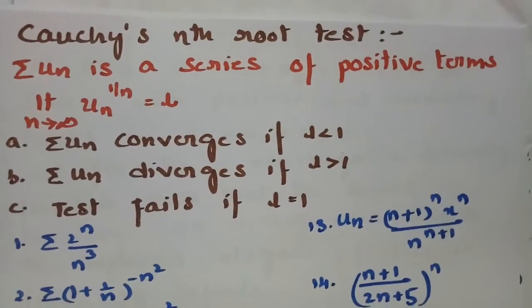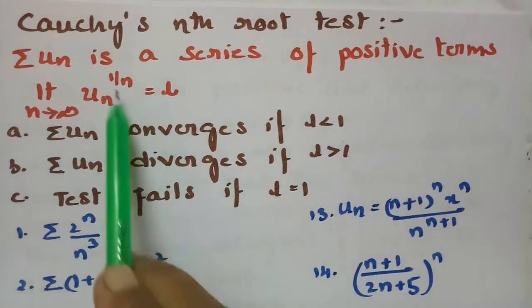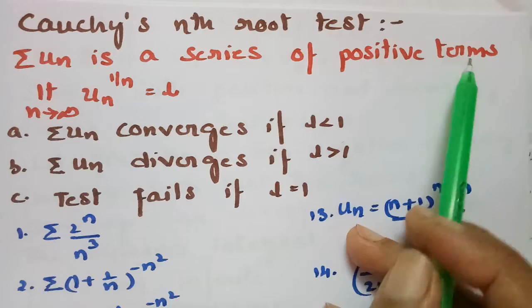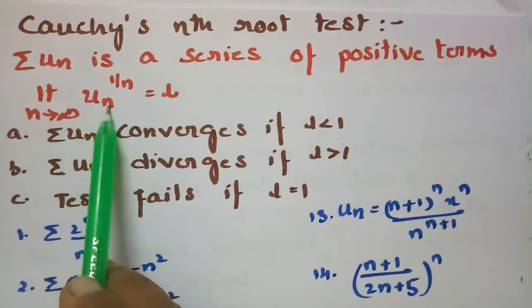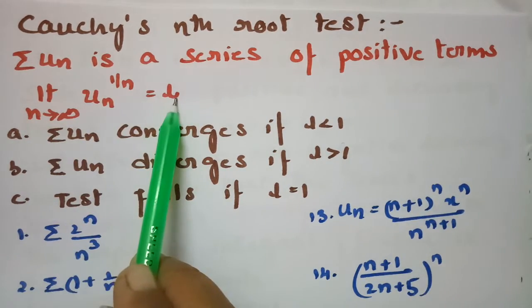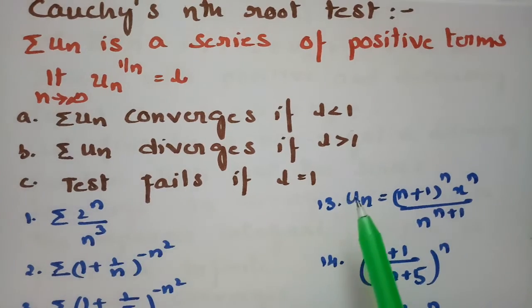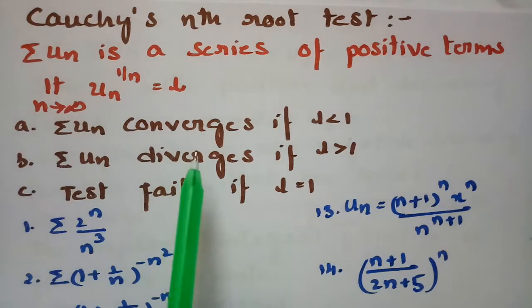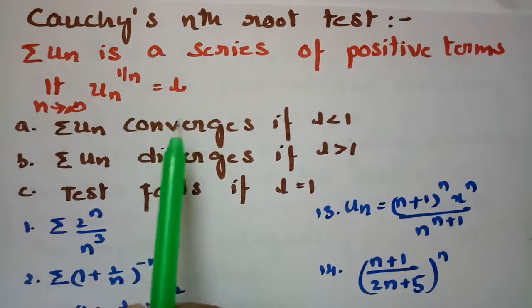And the next one is Cauchy's nth root test. Look here, if un is a series of positive terms and limit n tends to infinity, un power 1 by n is equal to L. So here this is quite different.